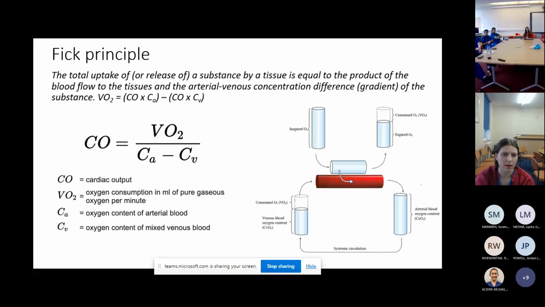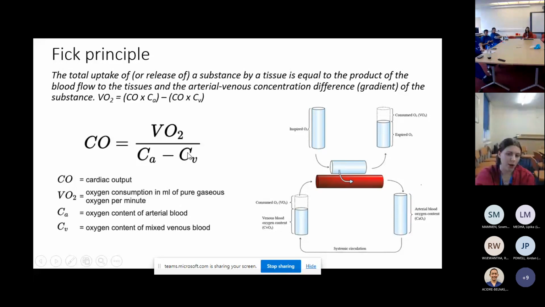Okay, so how do we measure the cardiac output? I'm going to try and explain the Fick principle here in simple language. It was first described by Adolf Fick in 1870, and it's based on the principle that the total uptake of a substance by a tissue is equal to the blood flow through that tissue or organ times the arterial venous concentration difference of the substance when it goes through that tissue.